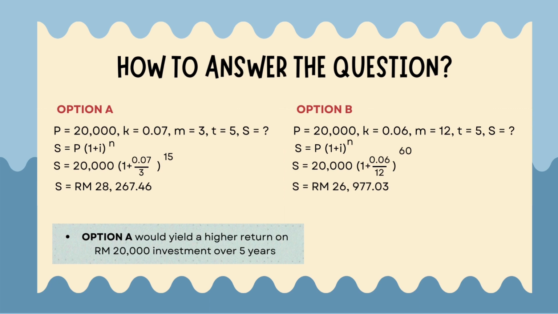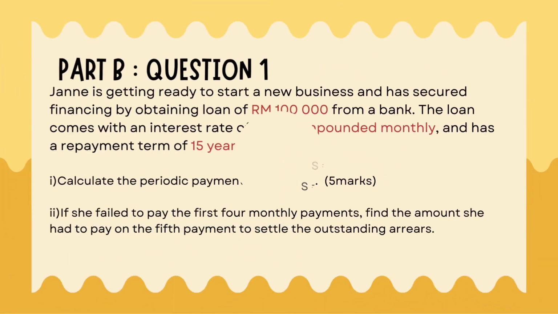For option B, S equals P, which is 20,000, in brackets 1 plus I, which is 0.06 over 12, close bracket to the power of 60. 60 is the result of multiplying 6 and 5. After calculation, the answer for S is RM26,977 3 cent. So based on the book's answer, option A will yield a higher return on our RM20,000 investment over 5 years. I will continue the next part, which is part B, question 1.